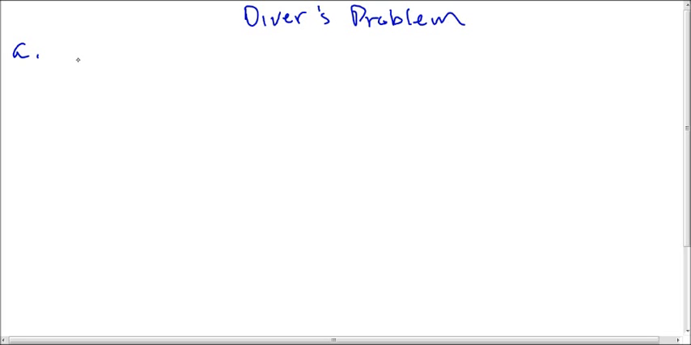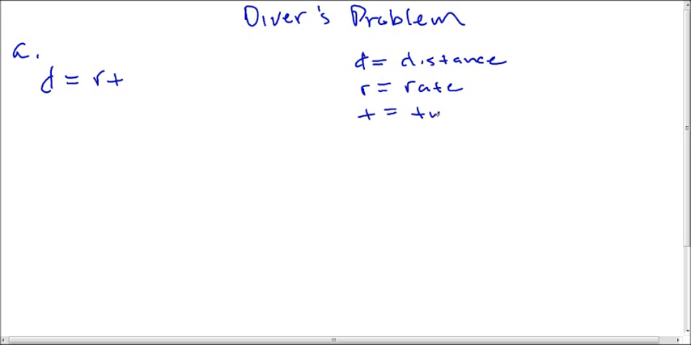The distance formula tells us that D is equal to R times T, where D is the distance, and R is the rate, that's how fast he was going, and of course T is equal to the time. Okay, that's our distance formula.